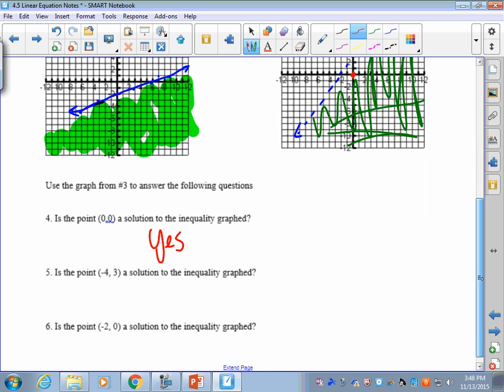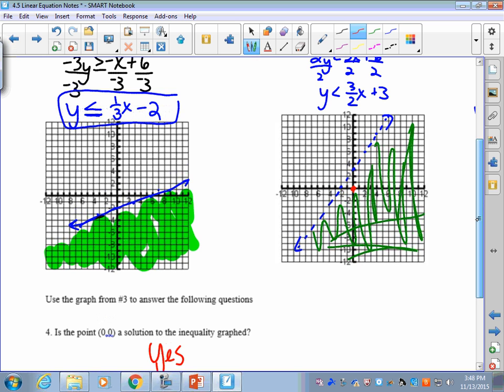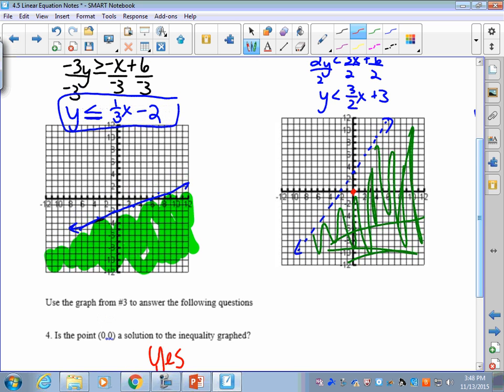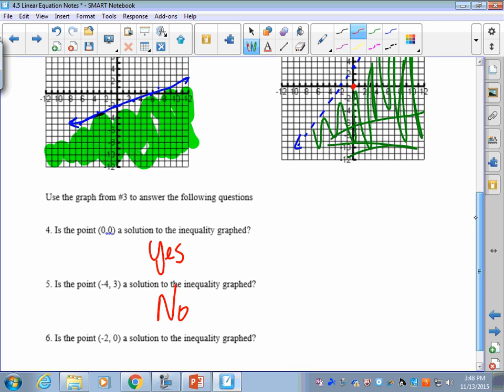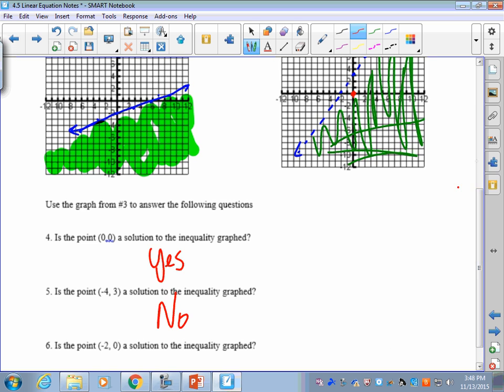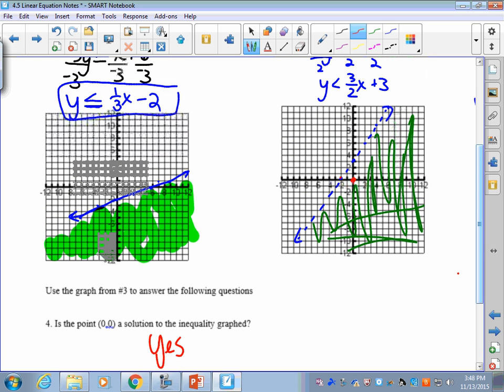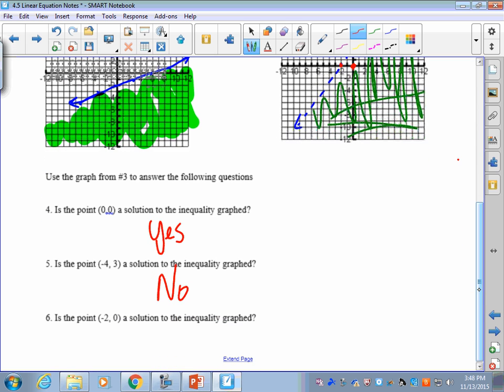And if we look at number 5, is the point negative 4, positive 3 in the solution? If I go to negative 4, positive 3, that's over here. That's not in the shaded region. So that is no. And is the point -2, 0 a solution to the inequality graph? If I go to -2, 0, it is on the dotted line. I know it's one of the points we used to plot the line, but it's on the dotted line, so this would be no as well.